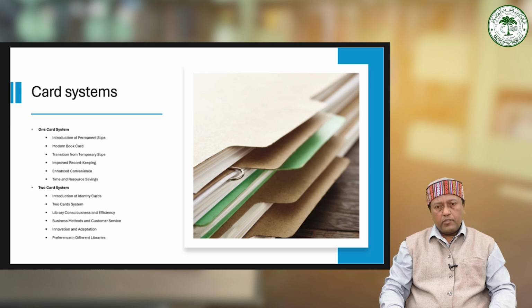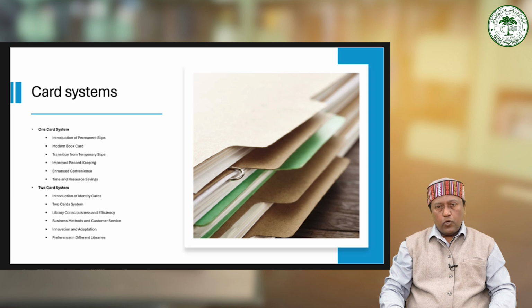So how this one card system was working, basically, instead of preparing temporary slips for each and every book, libraries began issuing permanent slips or book cards. And each book borrowed from the library was assigned a dedicated book card. The book card serves as a permanent record of the loan, containing essential information about the borrowed books, such as its title, author, call number, and borrower's details. And these cards were made of durable material such as tough paper to withstand wear and tear, ensuring longevity and reliability.